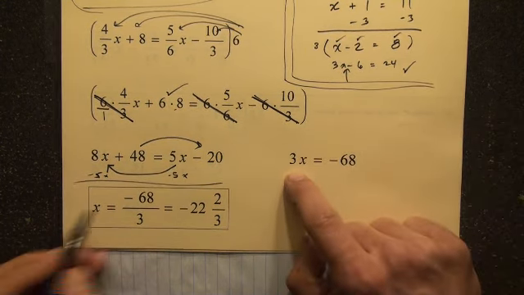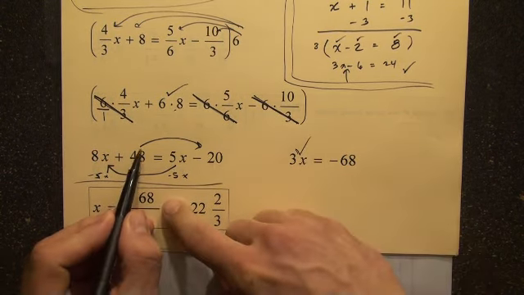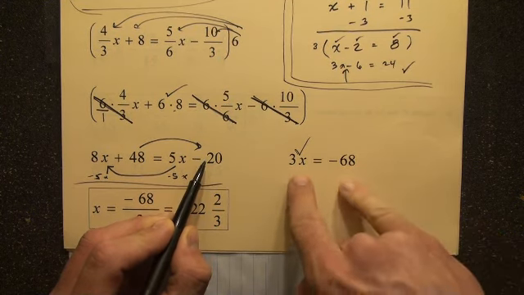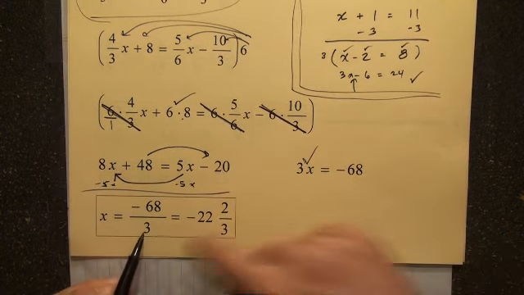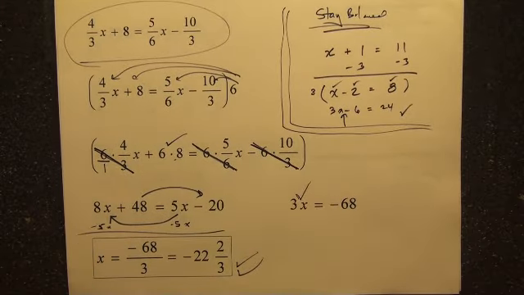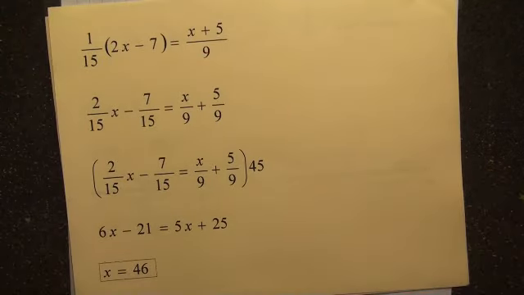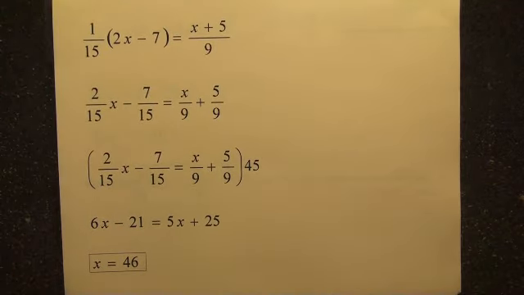And that's right here. So minus 5x gives you 3x on the left, and then minus 48 gives you negative 68. If you divide this out, you get negative 68 over 3, which is negative 22 and 2/3. All right? So this would be an equation where you solve one that's got a fraction. Here's another one with a fraction, except this time you got the distributive property involved.